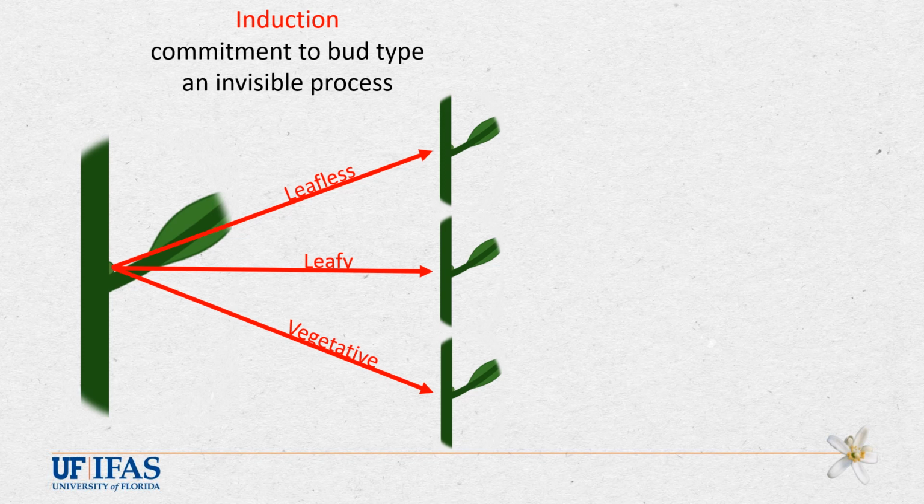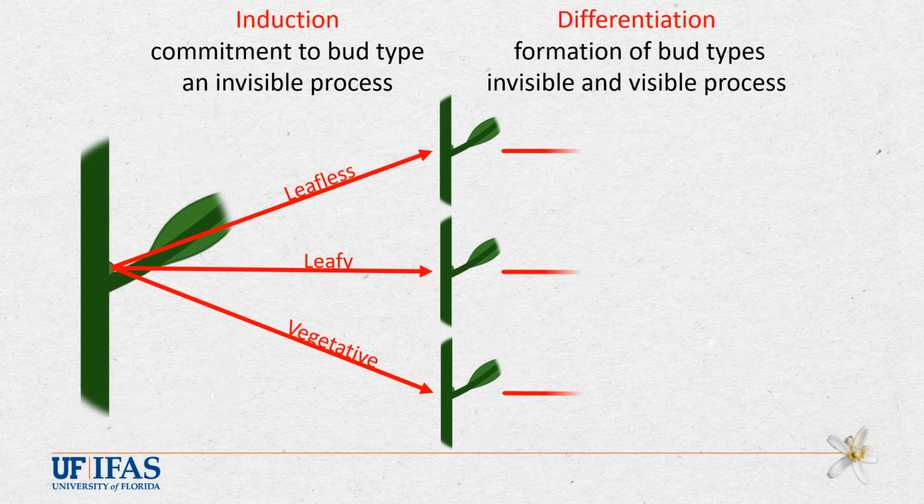Induction describes the commitment of these buds to a specific bud type. Floral induction, therefore, describes the transition from a vegetative to reproductive bud. During this induction period, the bud itself will not change in appearance, but a number of changes at the molecular level will cause a shift in bud identity from vegetative to floral. So at the end of the induction period, the buds will still look the same, but they will be primed to form vegetative flush or either leafy or leafless inflorescences.